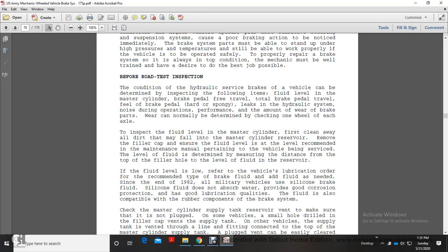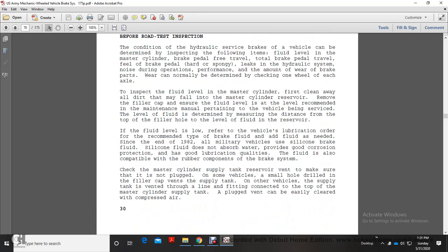Inspect the fluid level of the master cylinder. First, clean away the dirt from the master cylinder reservoir. Remove the filler cap to check that the fluid level is correct. Refer to the maintenance manual pertaining to the vehicle being serviced. The level of fluid is determined by measuring the distance from the top of the filler hole to the level of fluid in the reservoir.